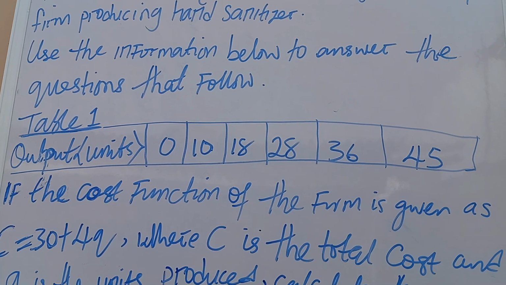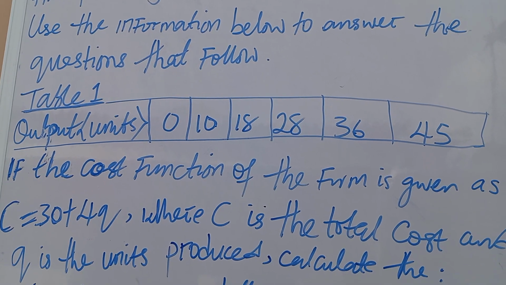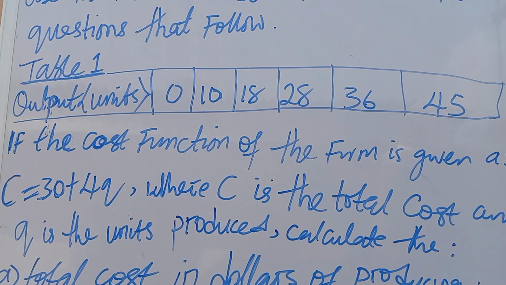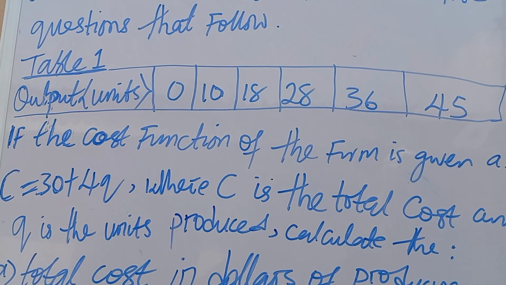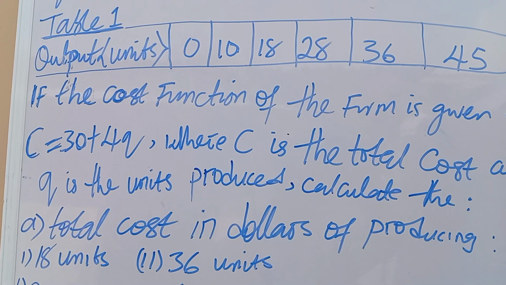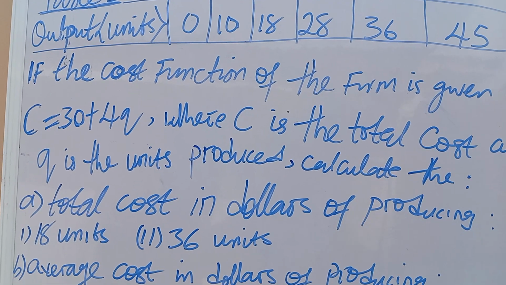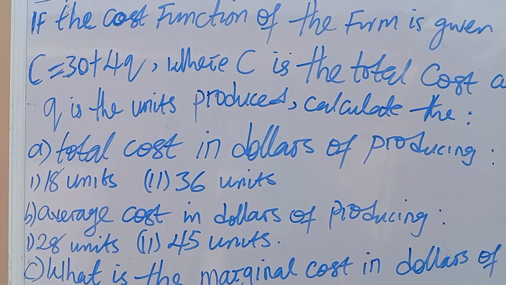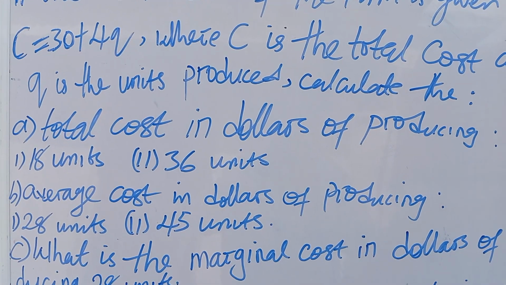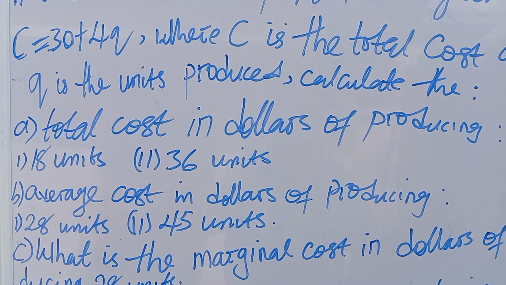We're told that the cost function of the firm is given as C equals 30 plus 4Q, where C is the total cost and Q is the units produced. Calculate A, the total cost in dollars of producing: Roman figure 1, 18 units; Roman figure 2, 36 units. Then look at question B. You have to calculate the average cost in dollars of producing: Roman figure 1, 28 units; Roman figure 2, 45 units.